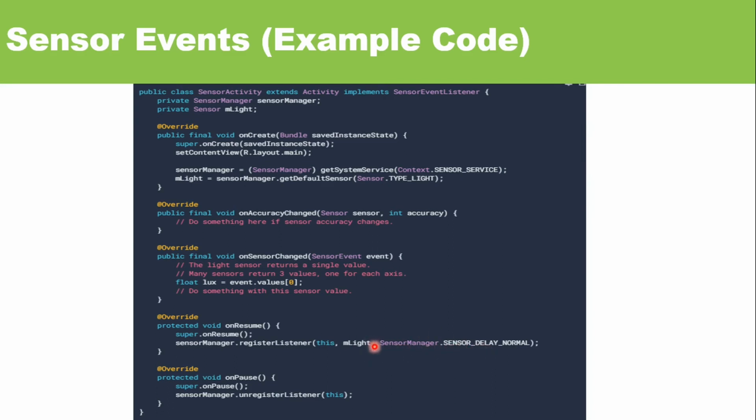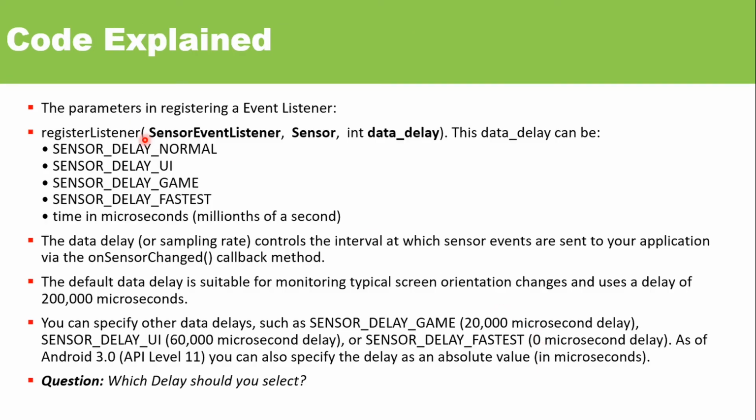Let us look into this aspect more. The parameters in registering an event listener, as I have already mentioned, are the SensorEventListener that you're in, which was previously written as this, then the particular sensor, and the data delay, which previously was SENSOR_DELAY_NORMAL. So what is this data delay? This data delay, or sampling rate, controls the interval at which sensor events are sent to your application via the onSensorChanged callback method. So basically this onSensorChanged callback method is called at a particular interval. Now what is this interval?